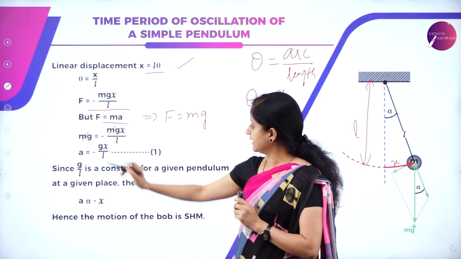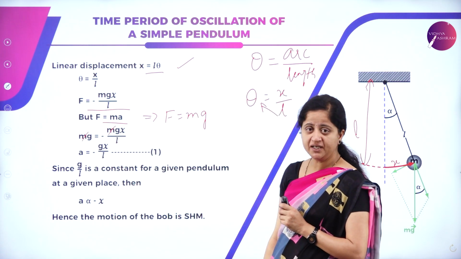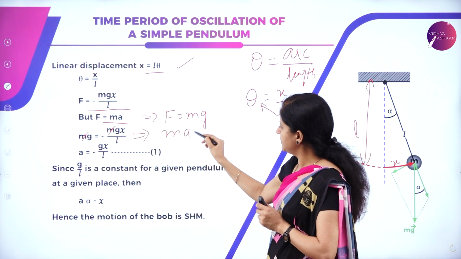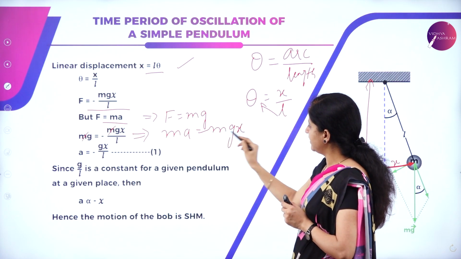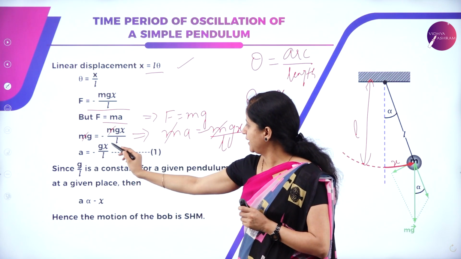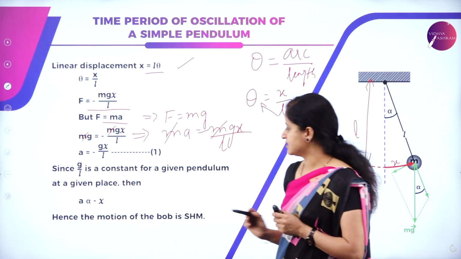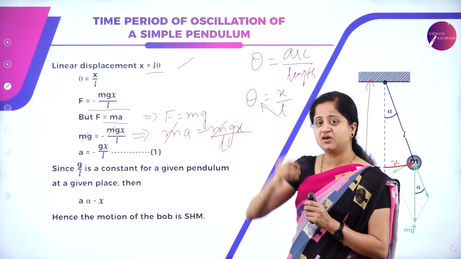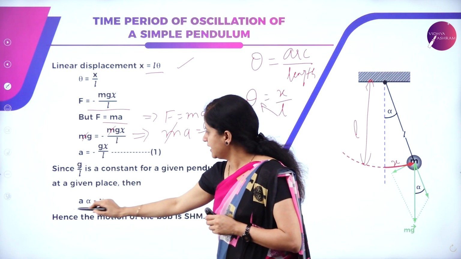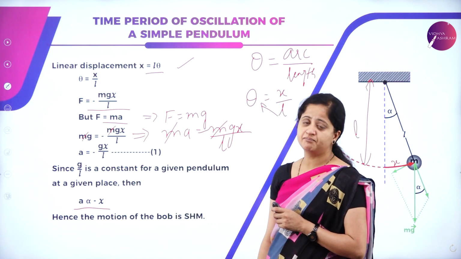Now from this we can cancel m and m, and we remain with a is equal to minus gx divided by L. So why a here? Because this equation is nothing but ma is equal to minus mgx divided by L. M and M will get cancelled, and we remain with a is equal to minus gx divided by L. That's my equation 1. Since g by L is a constant for a given pendulum, length will be constant and acceleration due to gravity will also be a constant. So we can write it as a is directly proportional to minus x. Hence the motion of the bob is simple harmonic.